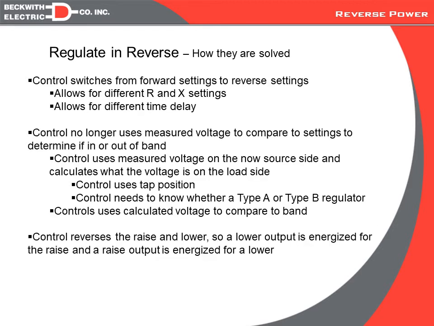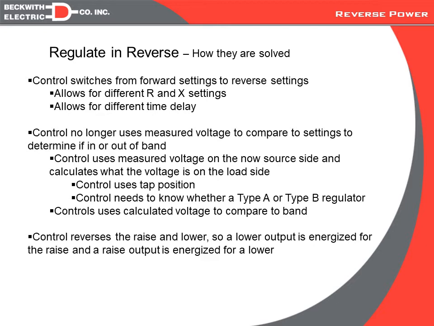So, with that in mind, what we need to do is when we see reverse power due to the sectionalizing, we first of all need to have a different set of settings in reverse than forward that allow us to have a different time delay as far as a different R and X. And that'll solve the coordination and the line drop problems.